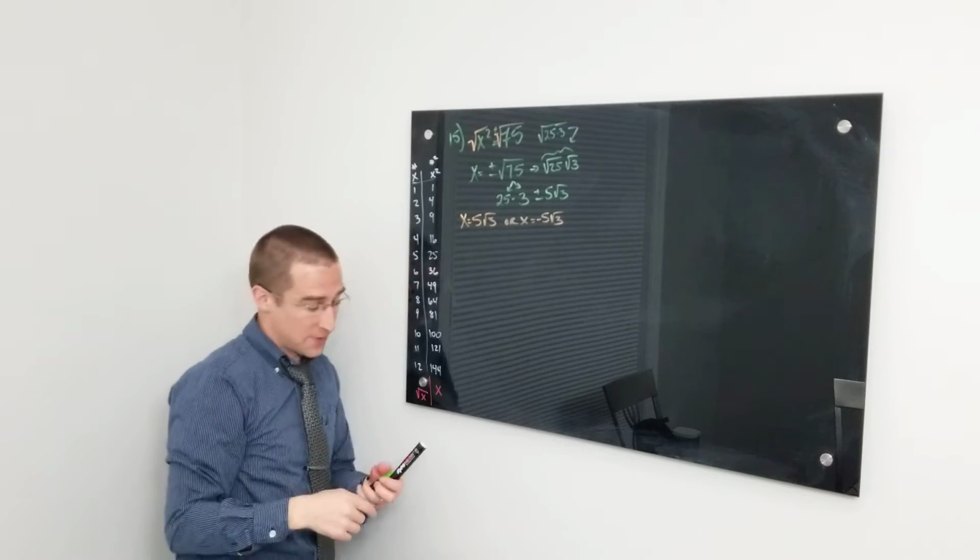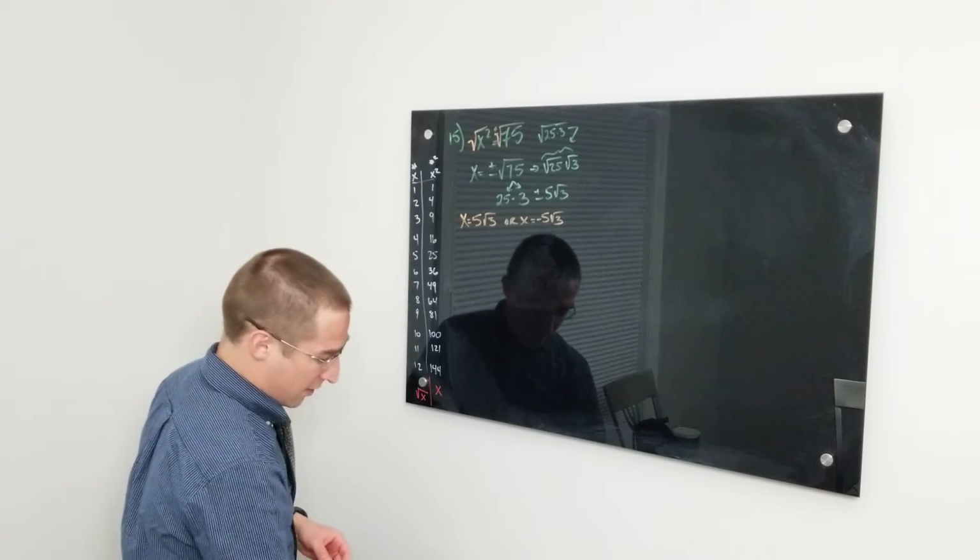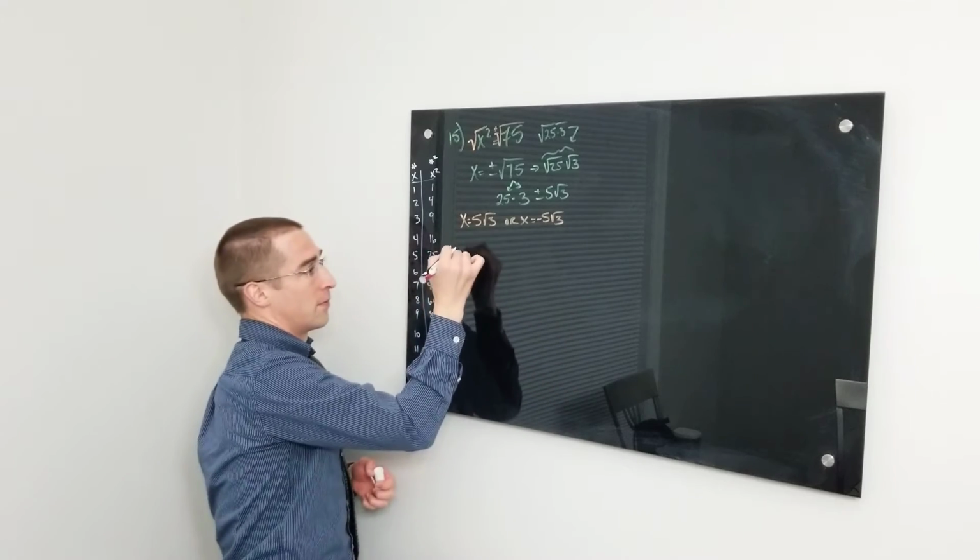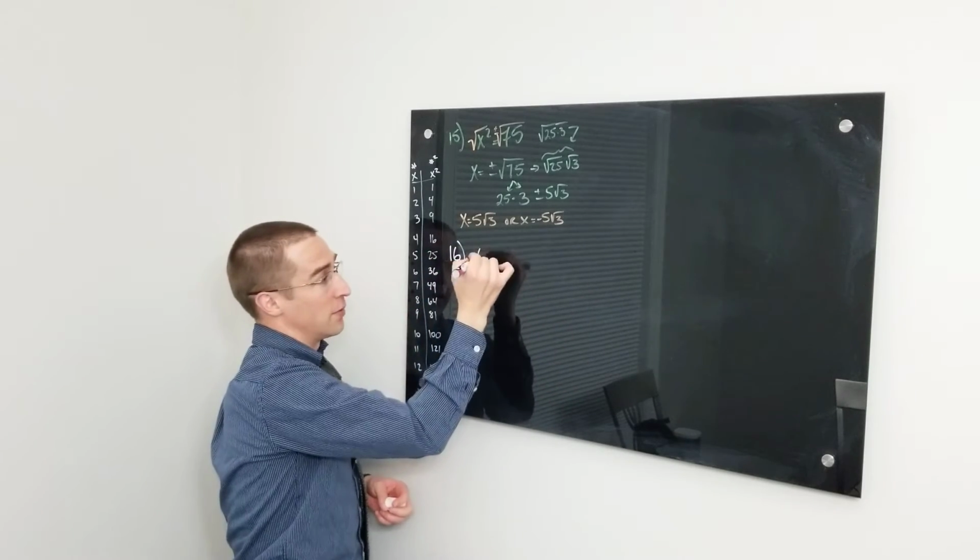Okay, let's do a couple more problems. So problem 16 here, we have x squared equals 12.